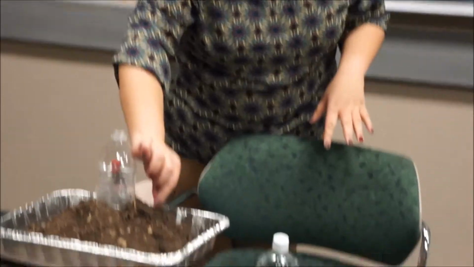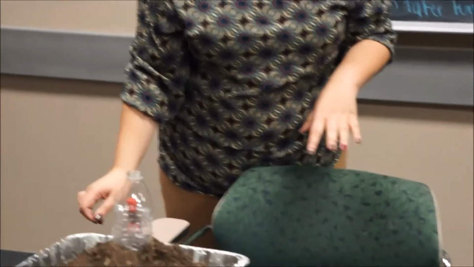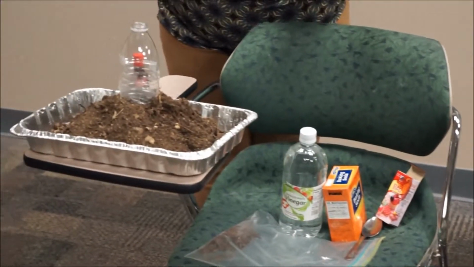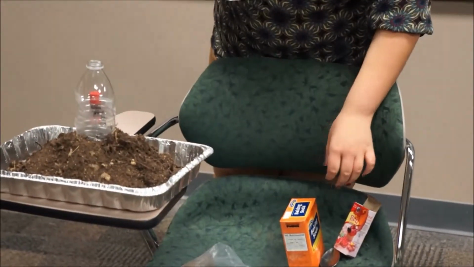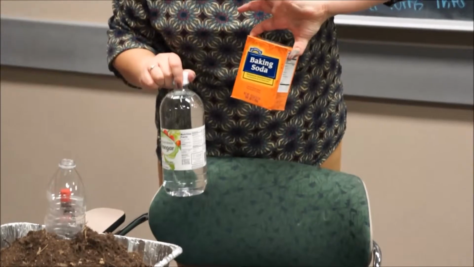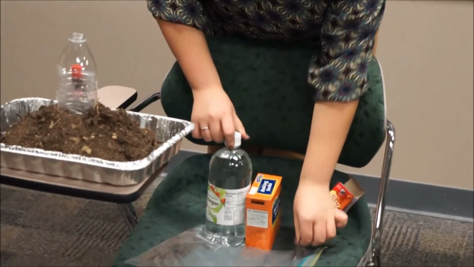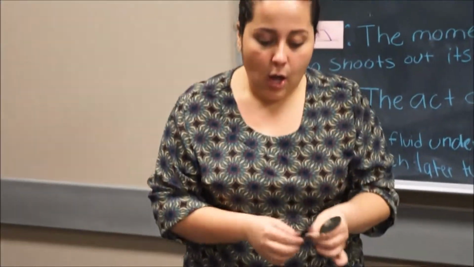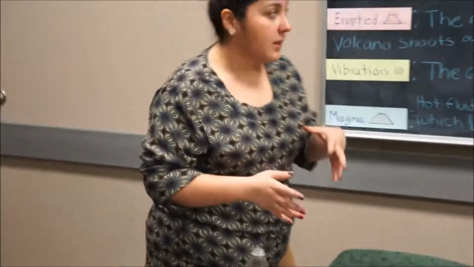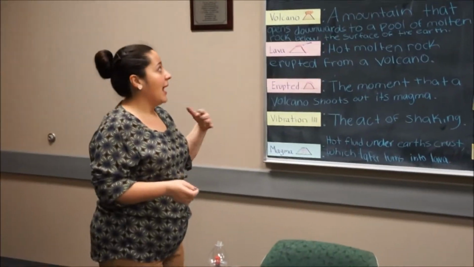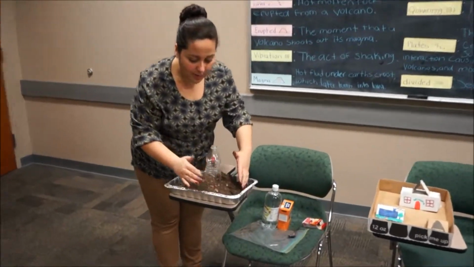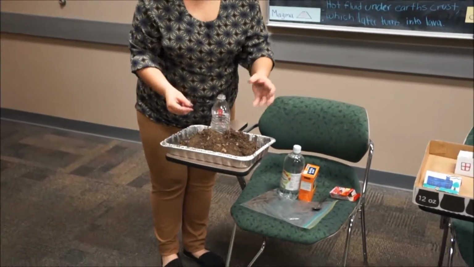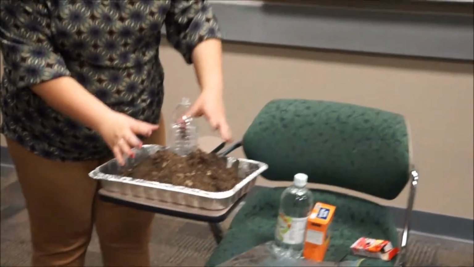This is my soil. This here is a plastic 16-ounce bottle. This here is red food coloring. We have our vinegar, we have our baking soda, and we also need a tablespoon. And now think about it. We were talking about volcanoes earlier today, and we were saying how it's a mountain. Do you see how there's dirt, there's rock, there's soil? It's a mountain that's created.